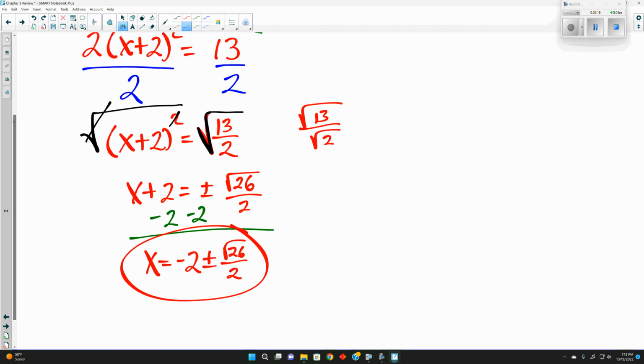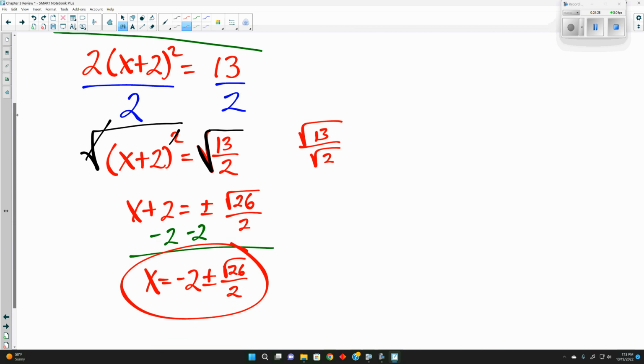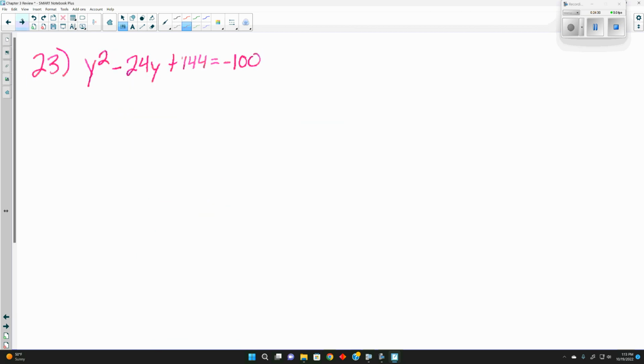Get the parentheses by themselves or x squared by itself and solve from there. So this here, so we could graph it that way. It's not going to work. It won't graph. But this here is already a perfect square trinomial. So if we wanted to, we could factor this.